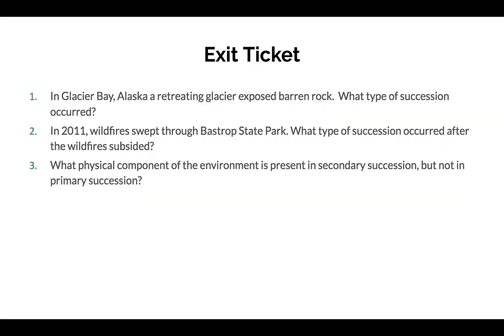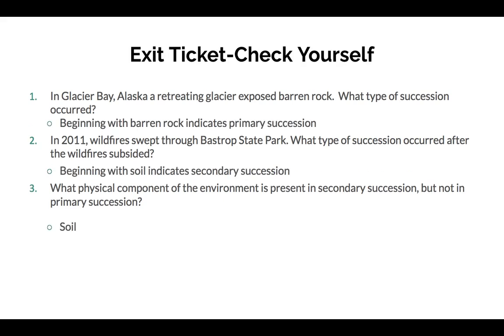All right, now we are on our exit ticket. Go ahead, pause here, and answer these in your notes. To check yourself, number one, because it began with barren rock, that indicates primary succession. Number two, because you started with soil, that indicates secondary succession. And number three, what is the physical component that's present in secondary succession but not in primary succession? That is soil. So if soil is present, that will be secondary succession.